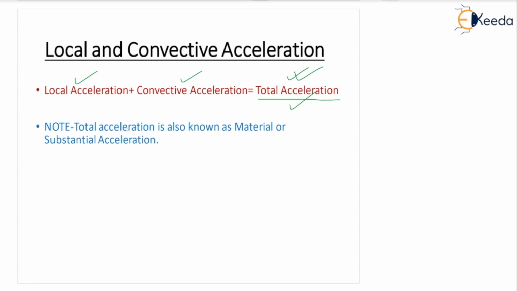So total acceleration is also known as material. Another name is given, material or substantial acceleration. Total acceleration is also given as two different names, material or substantial acceleration. Okay, so that's all about your local and convective acceleration. Thank you.